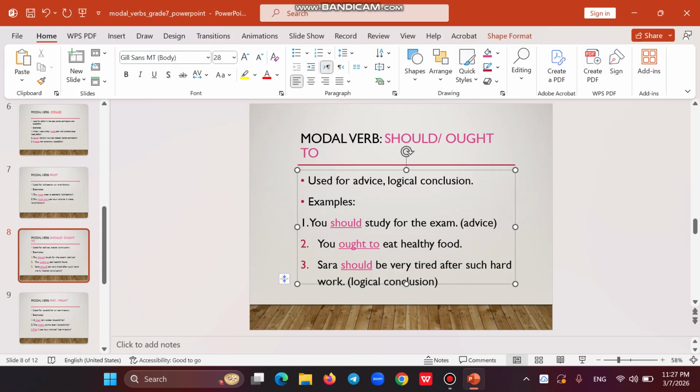And we can say you ought to study. You ought to study. Okay, when we use ought, we have to use to. You ought to eat healthy food. Again, this is what? This is advice. I'm advising him to eat healthy food.